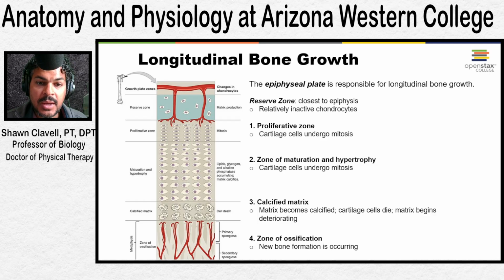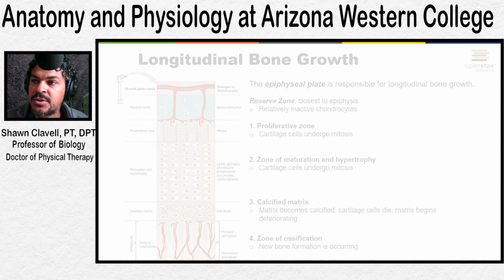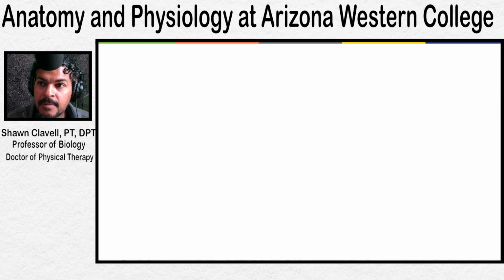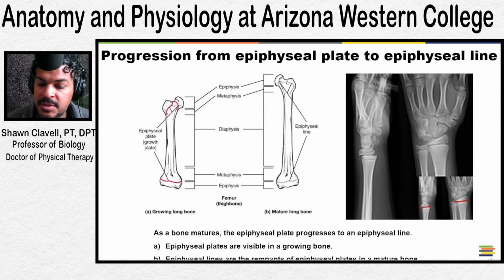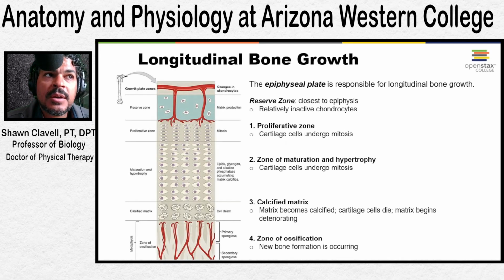They tend to enlarge, and their lacuna, their outside covering, will erode, and it leaves some very large interconnecting spaces. After the zone of maturation comes the calcified matrix. That matrix becomes calcified, the cartilage cells die, and the matrix begins to deteriorate, and ultimately it becomes new bone through the zone of ossification. So there are four zones here.